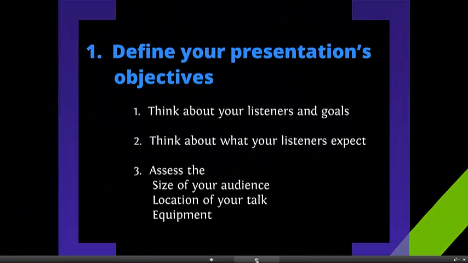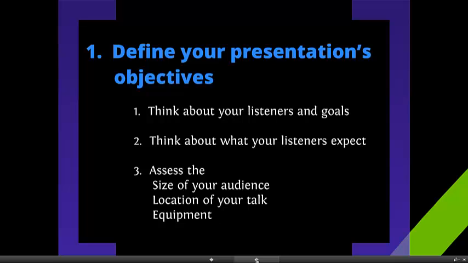Okay, the first thing we're going to talk about is your presentation's objectives, or defining your presentation's objectives. When you're creating your presentation, the first thing you want to do is think about your listeners, and think about the goal that you have for your listeners. Okay, what do you want them to leave with? Think about what your listeners expect. What are they expecting to hear from you? What are they expecting to get from you? Why are they there? And why are you there?